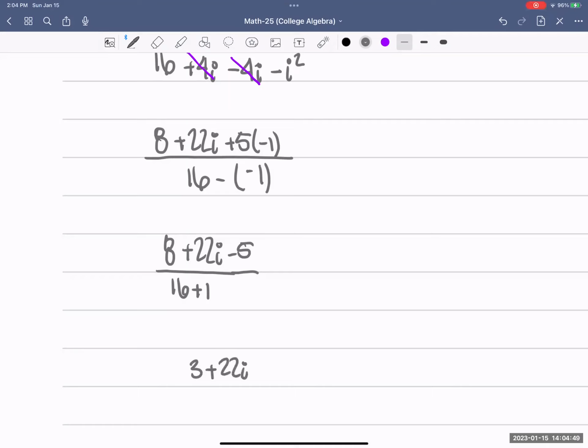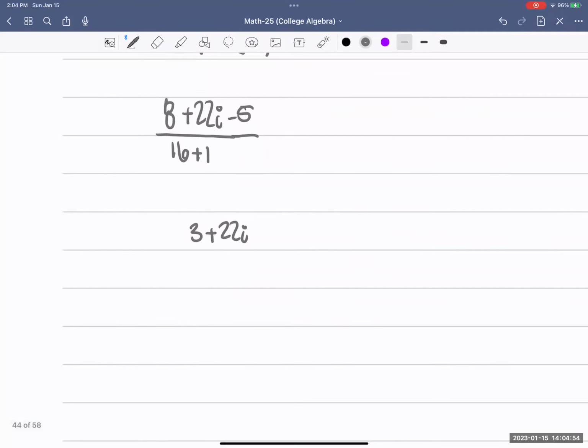So now remember, we still want to keep it in a plus bi form, and we will. In the meantime, we're just going to leave it like that. But denominator 16 plus 1 is going to give us 17. And this one isn't simplifying whatsoever, but we still have to keep it in a plus bi form. So we're going to separate the first part and the second part. So here we have 3 over 17 plus 22 over 17 i, leaving us in a plus bi form. And that's our solution.